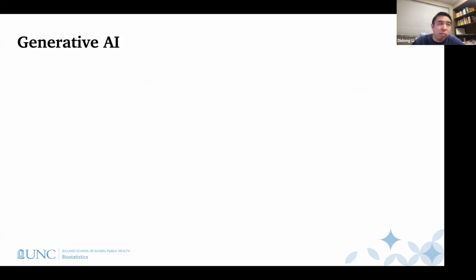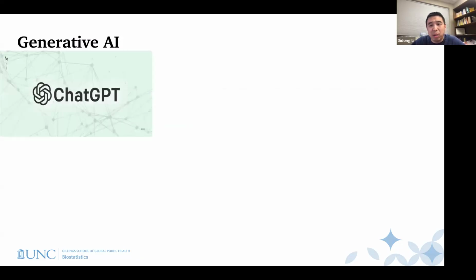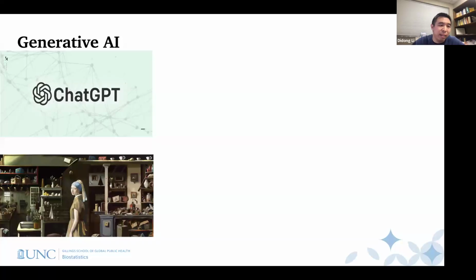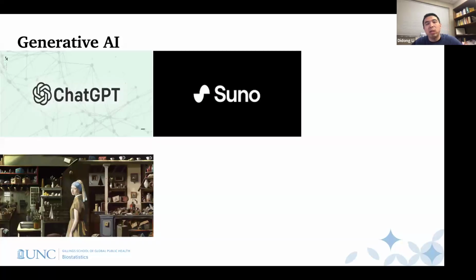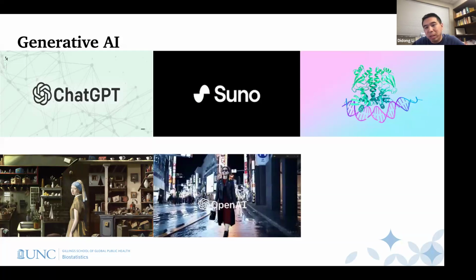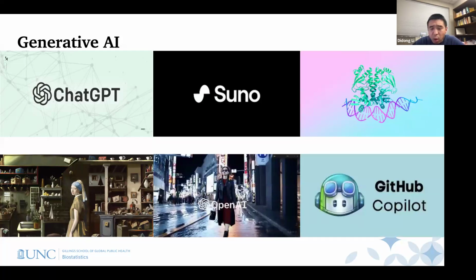There are a lot of exciting products in this field. For example, ChatGPT can generate text. OpenAI's DALL-E 3 can generate images, or generate music, video. AlphaFold can generate new proteins, or Copilot can generate computing code.